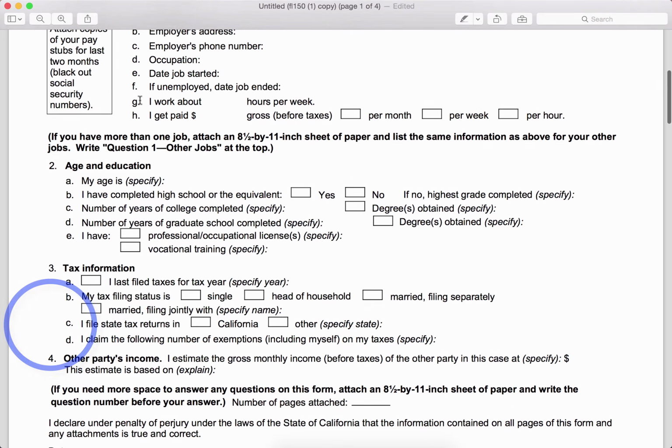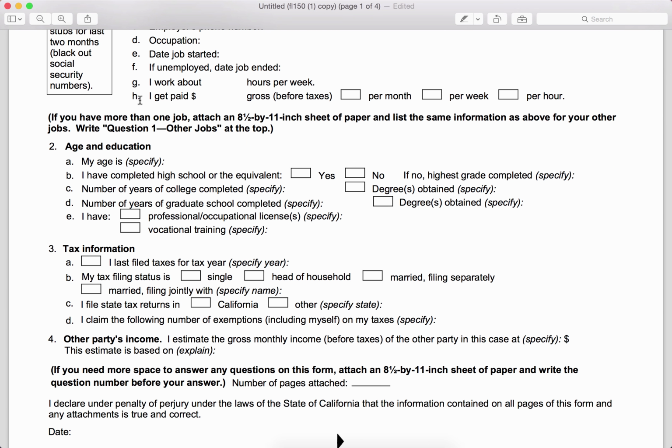In Item 3, you provide tax information. In Part A, give the year you last filed taxes. In Part B, let the court know your filing status. In Part C, state the number of exemptions you claim on your taxes, including yourself.